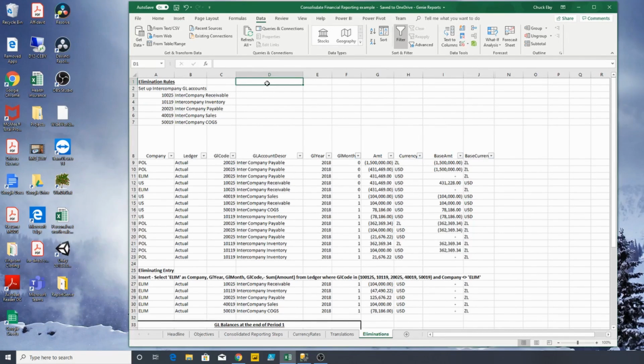Okay, let's talk about the last step, eliminations. Eliminations occur when there are intercompany transactions between the 2 business units. So in this example, we're going to show a sale from the US business unit to the Polish business unit and how those transactions eliminate.